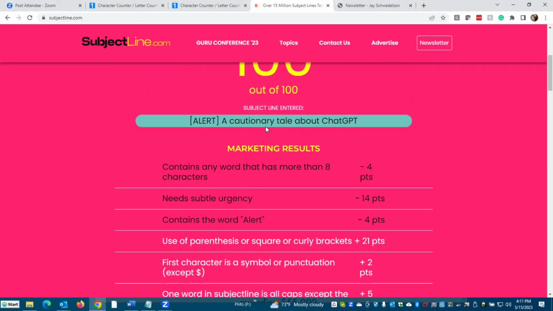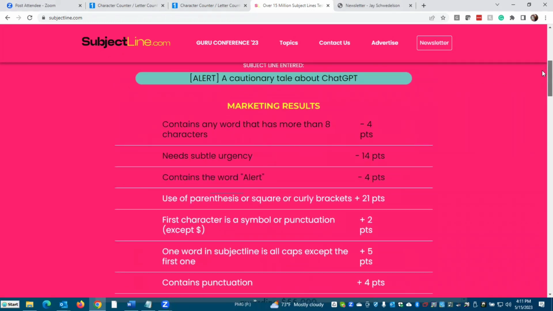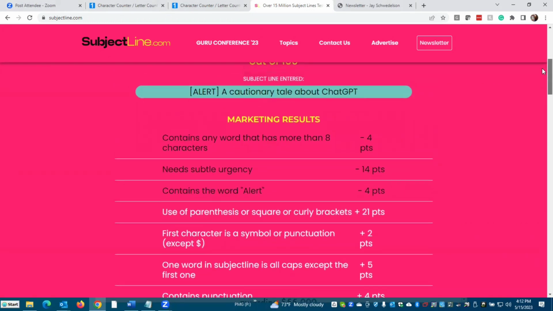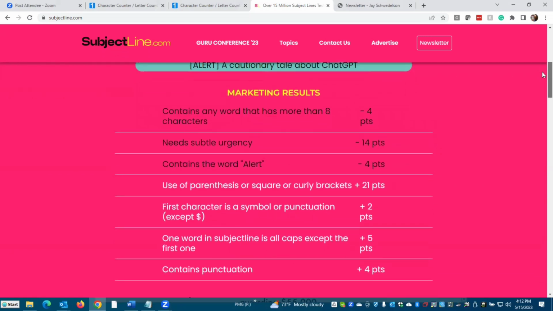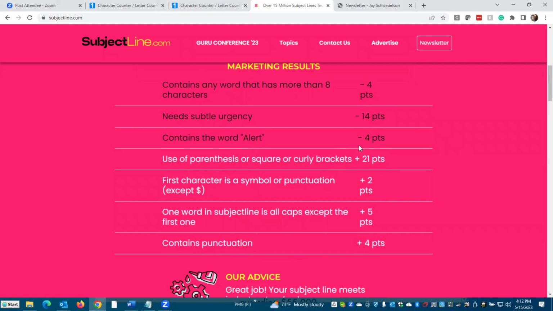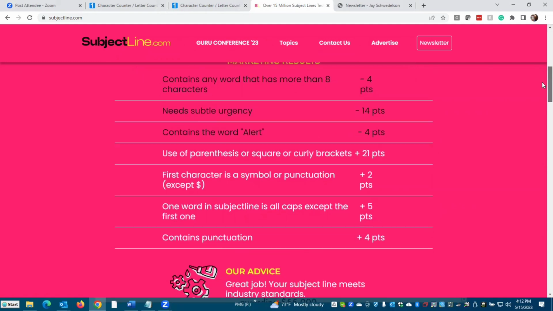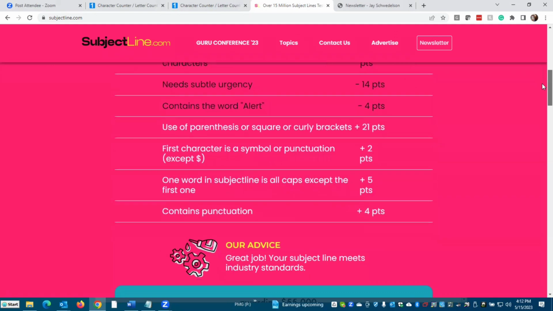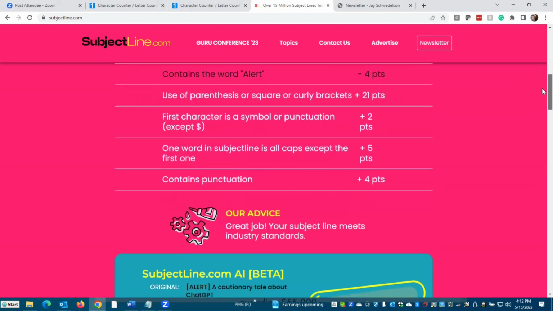It is a long word, so again, you want short words. I might dispute that for the word "cautionary tale," but that's not a bad piece of advice. Needs subtle urgency, 14 points, contains the word alert. So again, the alert is starting to go down. There was a time when the word alert was helpful, and not so much now. Use of parentheses or square or curly brackets, you get 21 points for that because brackets do work. And first character is a symbol or punctuation, one word in subject line all caps, contains punctuation.